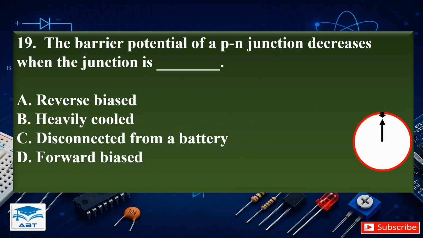19. The barrier potential of a p-n junction decreases when the junction is A. Reverse biased. B. Heavily cooled. C. Disconnected from a battery. D. Forward biased. The answer is D. Forward biased.